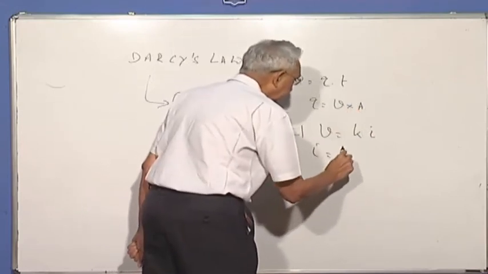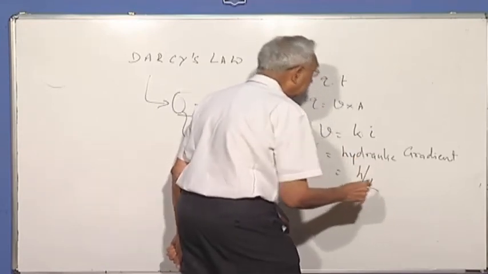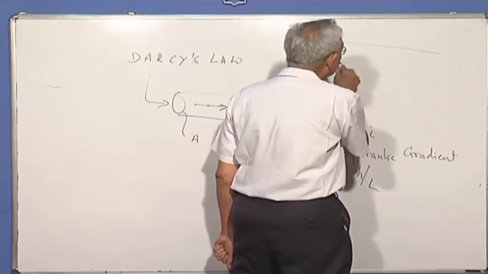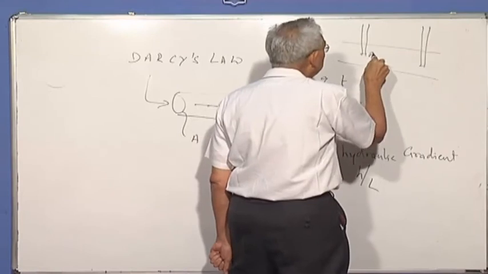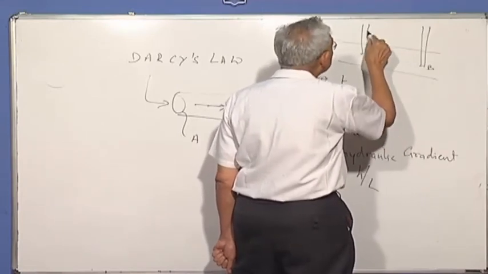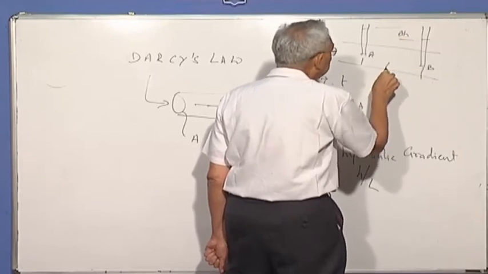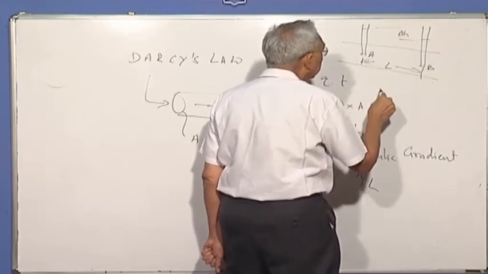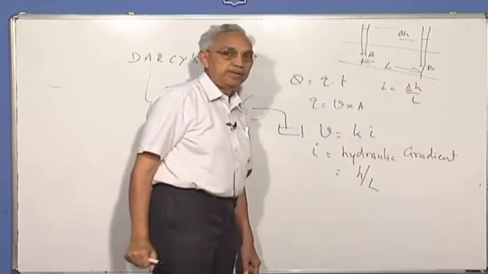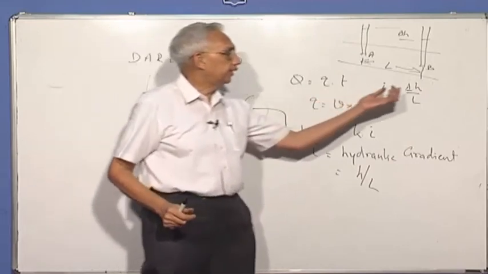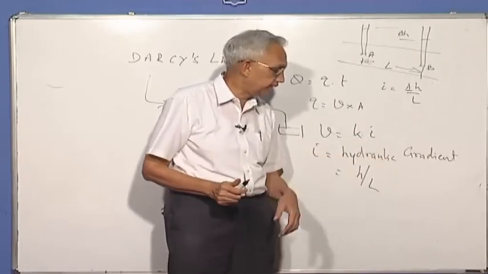I is called the hydraulic gradient, which is equal to loss in head by length. I think I forgot to define that term. When we did this simple illustration, point A to point B, you can see that this is the loss in head. Suppose the distance between these 2 points is L. I is defined as delta H by L. What does it signify? It is the loss in head per unit length. That is called the gradient, which is the standard term we use.